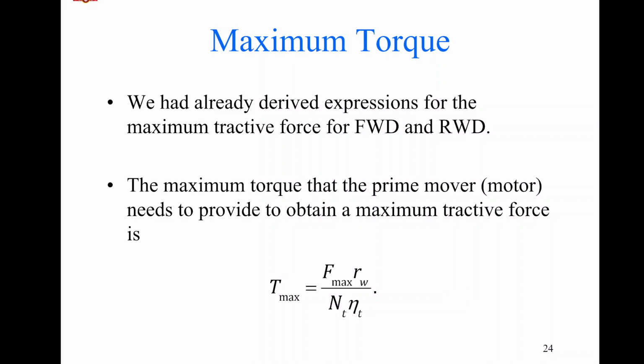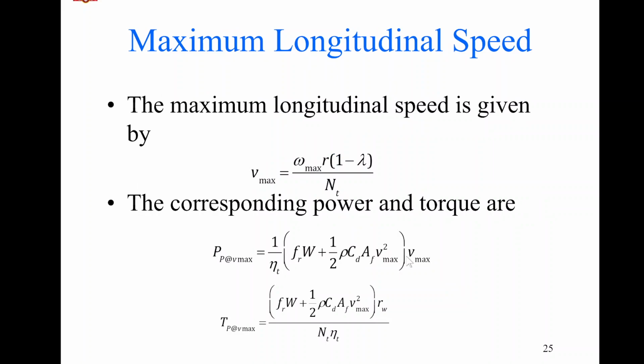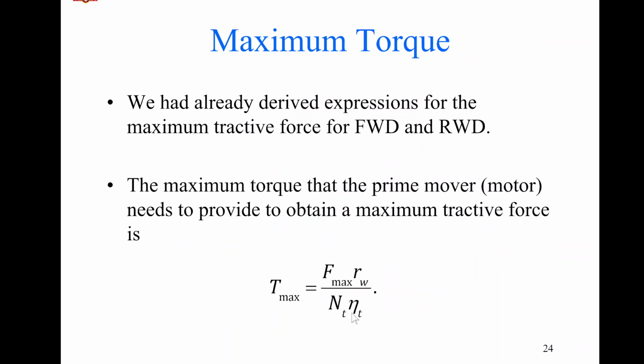Here F max is the maximum force you would like for the vehicle to move, and Rw is the radius of the wheel. We'll look at Nt and eta t during transmission. Eta t is the transmission efficiency and Nt would be the transmission ratio. Let's consider that for the time being.